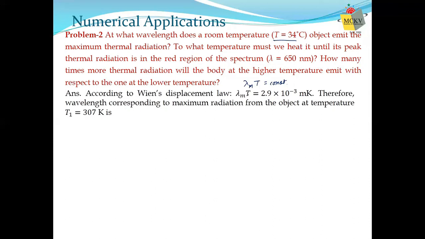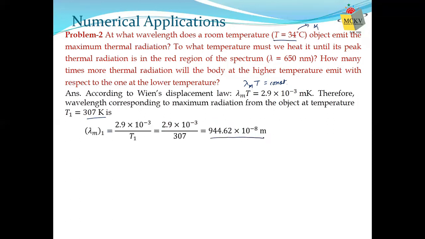The temperature is given, so we just need to convert the temperature into Kelvin, and if we convert it, it will be 307 Kelvin. So the temperature is now known, the constant is known, so I need to estimate lambda m, which will be of this value. So this is the wavelength of the emitted radiation when the body is kept at 34 degrees centigrade.